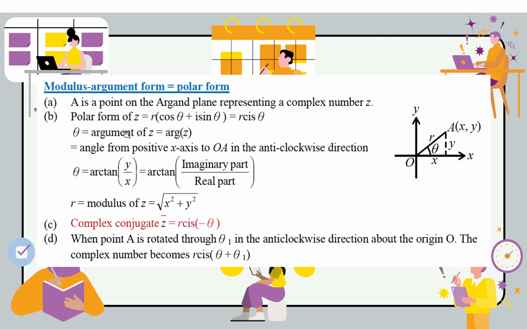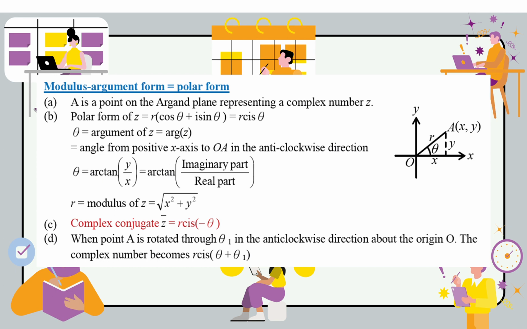But in this modulus argument form, what is the complex conjugate? The complex conjugate has argument negative theta. And why do we love this form so much? Because it can be rotated easily. Imagine this point rotated by angle theta 1 in the anti-clockwise direction. Theta is just increased by theta 1, becoming theta plus theta 1. So the new complex number can be found easily for rotation by this modulus argument form.